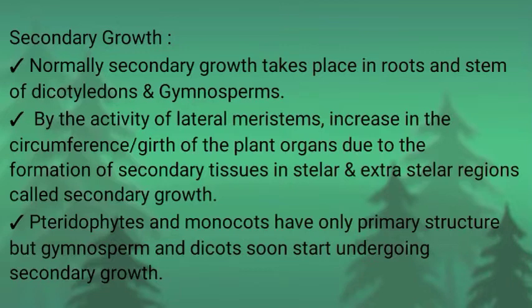Secondary growth generally occurs in roots and stems of dicotyledonous plants and gymnospermic plants. In pteridophytes and monocots, they contain only primary structures. But in the case of gymnosperms and dicots, they will start secondary growth by their lateral meristem.